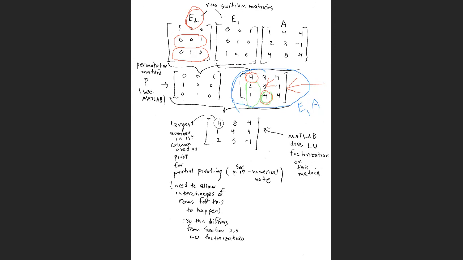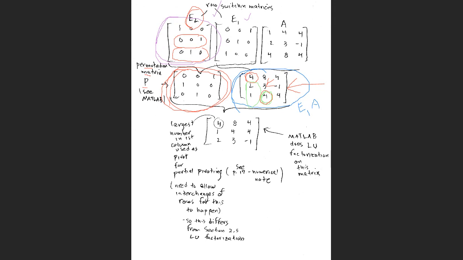Okay, so we're representing the row operations mathematically by multiplying by elementary matrices. Now, if you take E2 times E1, you're going to get this matrix right here. The product of elementary matrices E1 and E2 is called your permutation matrix.